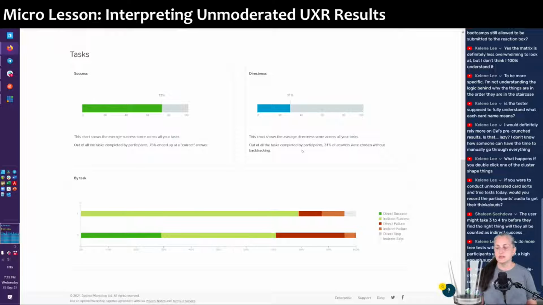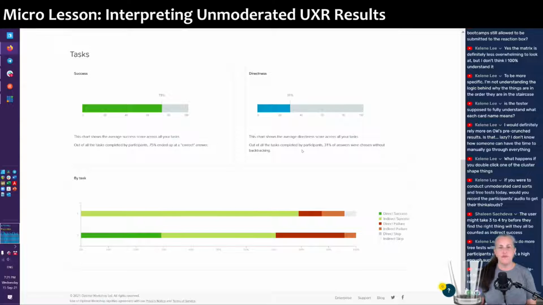So there you go. Charlene says the user might try 3 to 4 before they find the right thing, and that would be counted as an indirect success. Yes, Charlene is right. And that's where I remind people of the 4 horsemen of bad UX, registered trademark me. And that means people might be frustrated, confused, disappointed, and distracted. That is still a negative user experience that we don't want them to have. So we would want to fix this hierarchy or information architecture before it goes to the public.